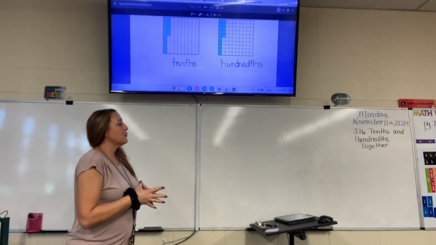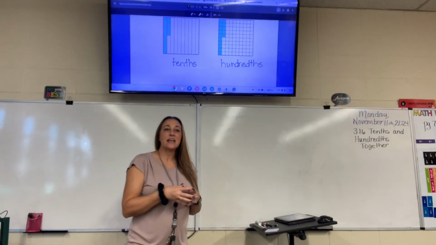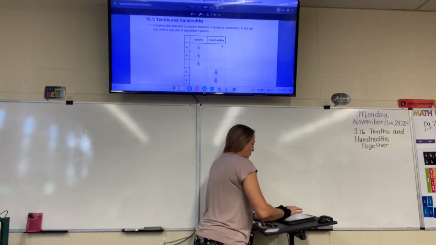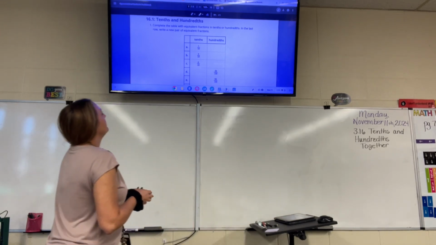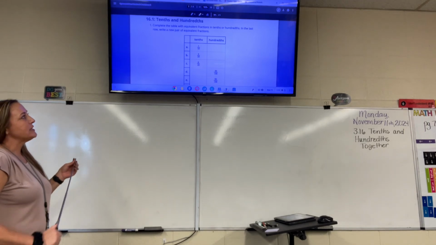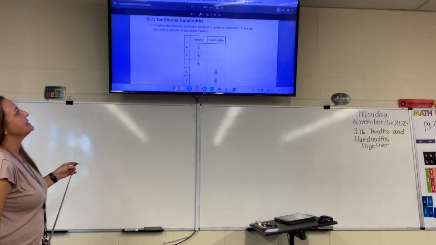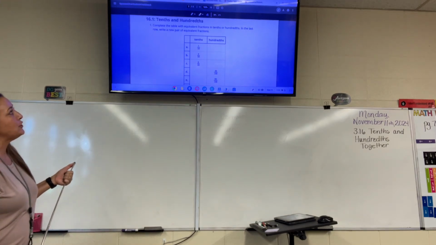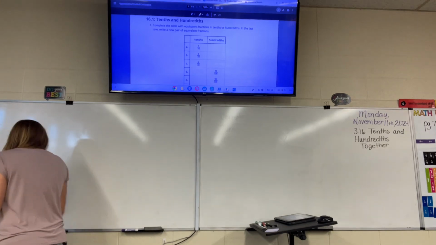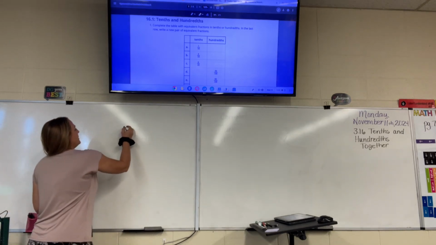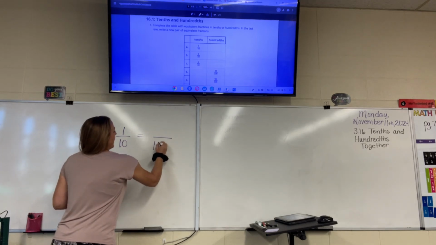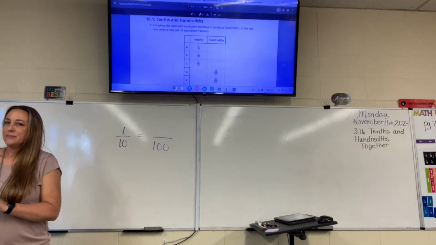Today we're doing lesson 3.16, tenths and hundredths together. All right, so we've gone over the math warm-up, and now we are on to page 80. It says, complete the table with equivalent fractions in tenths or hundredths. In the last row, write a new pair of equivalent fractions. So in the first square, they gave us 1/10, and they want us to tell how many hundredths that is.